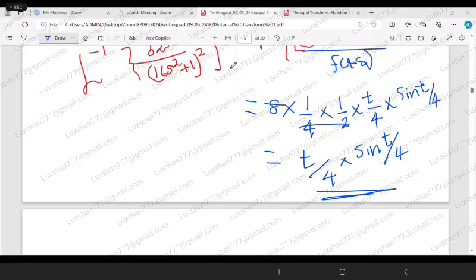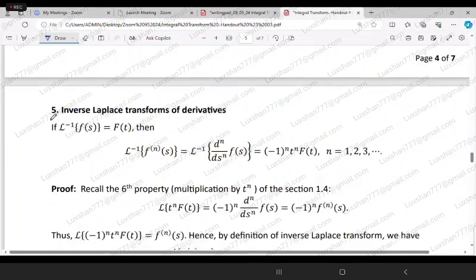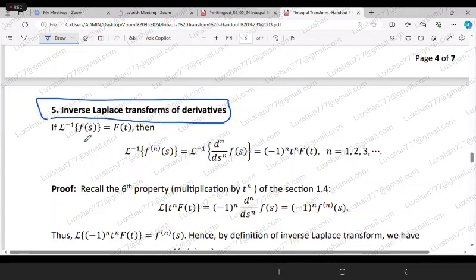Okay. Anyway, so that is the change of scale property. Now we'll move to the fifth one, which is called the inverse Laplace transform of derivative. This is a very important one. All are important, but this is somewhat tricky, so you have to understand this carefully.